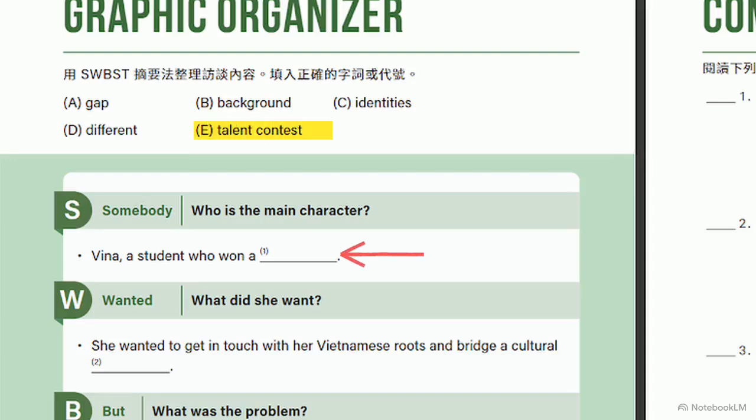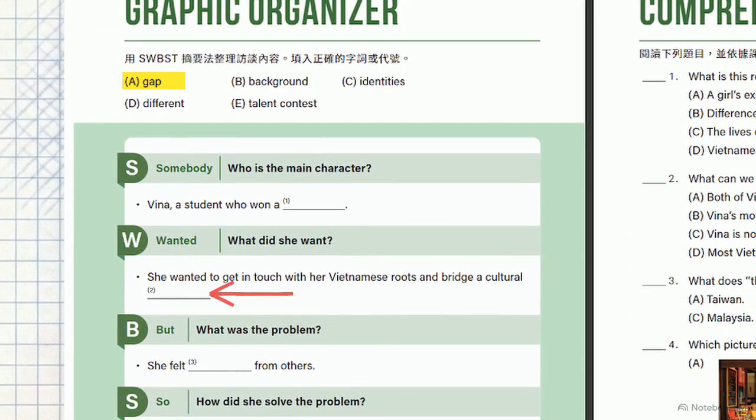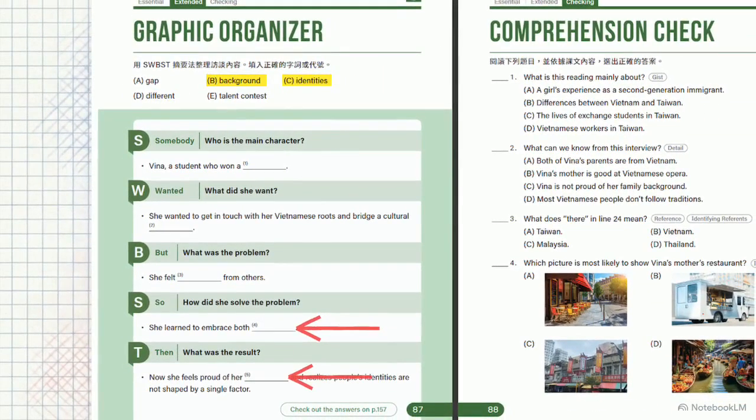Let's map the SWBST method. Somebody, Vina, won a talent contest, option E. She wanted to bridge a cultural gap, option A. But she felt different, option D. So she embraced both identities, option C. Then she felt proud of her background, option B.